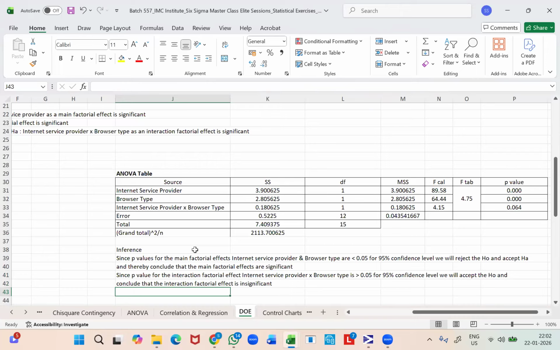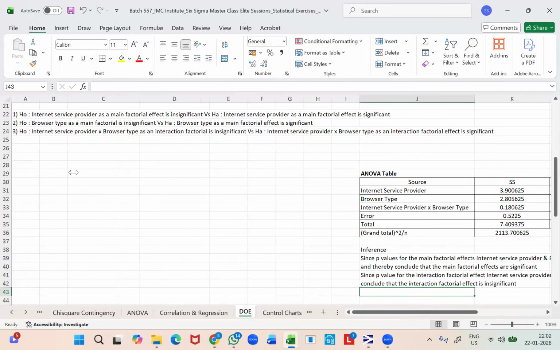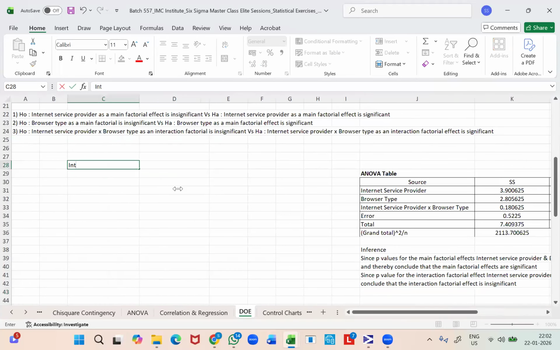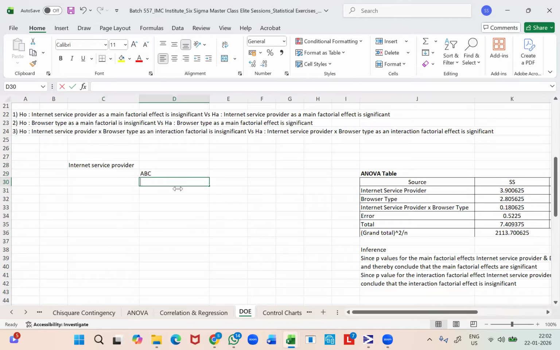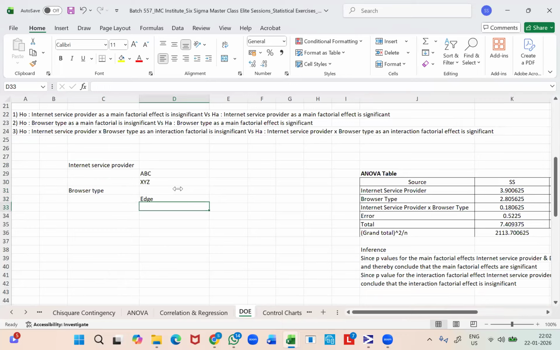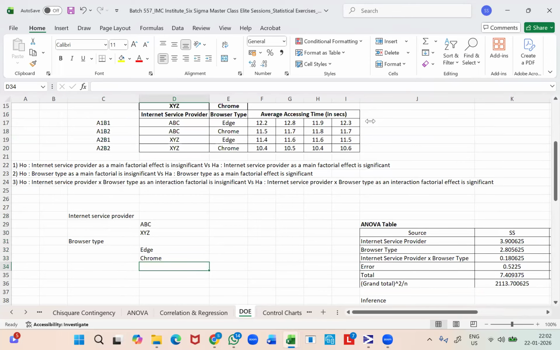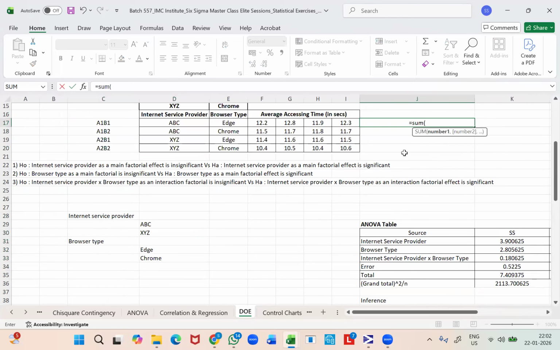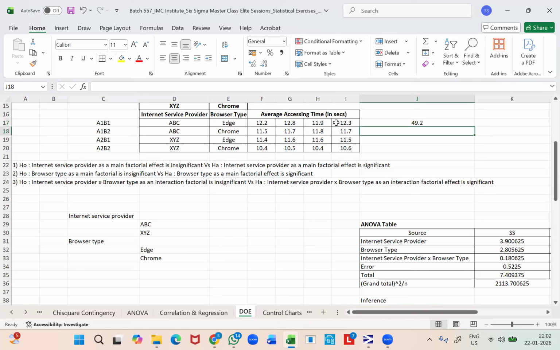But then we need to find out at what level these main factors are significant. So we will have the internet service provider and their levels. So for internet service provider, the two levels are ABC and XYZ. And similarly for browser type, the two levels are Edge and Chrome, right? So for this, what I'm going to do, I'm going to sum up all these sample data points in each and every row.